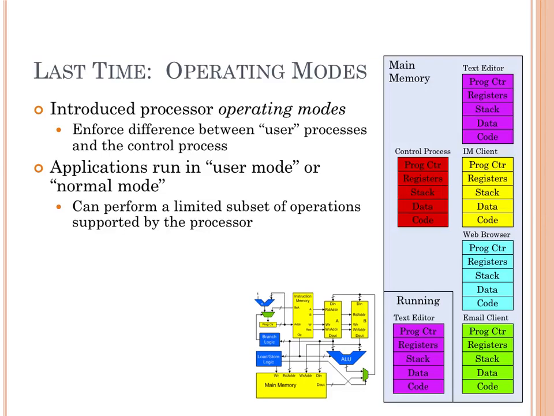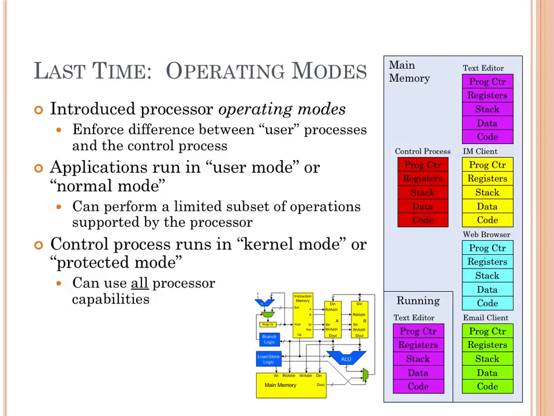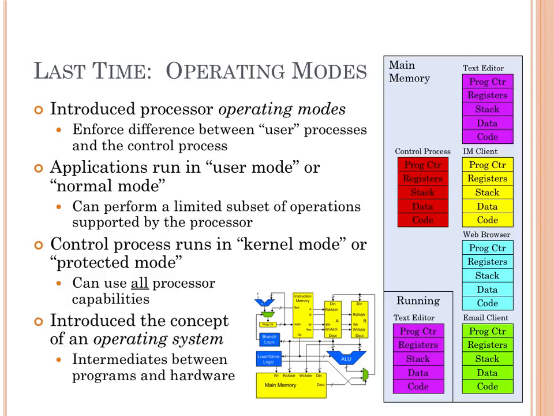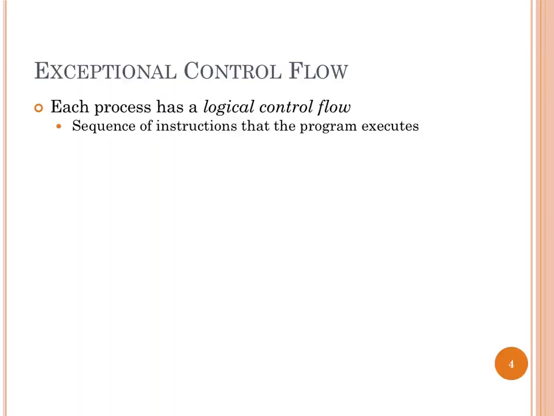There's always a way. So applications run in normal mode, and the control process runs in kernel mode, and it can actually do everything the processor is capable of doing, more or less. This is an abstraction of what happens for real, because we haven't talked about hypervisors or system management software or anything like that, which goes beyond what we're talking about here. So yeah, operating systems, rah.